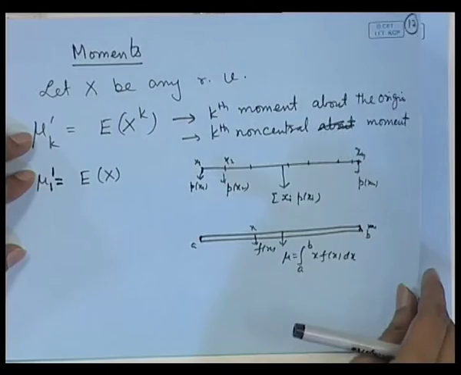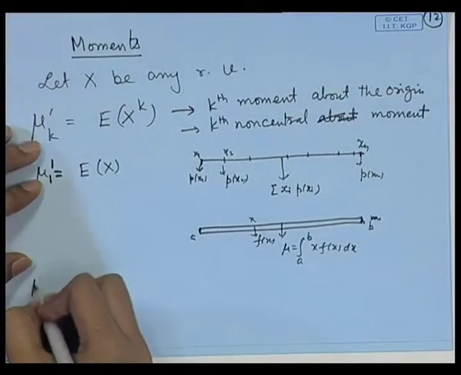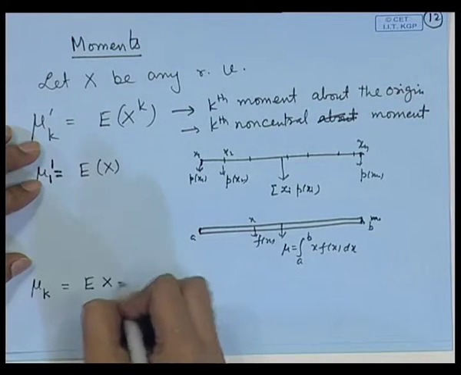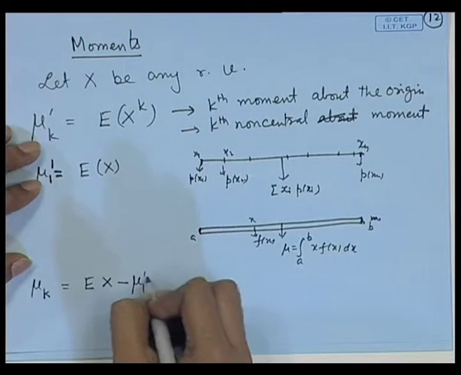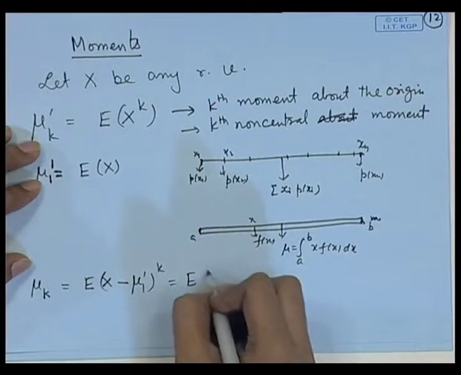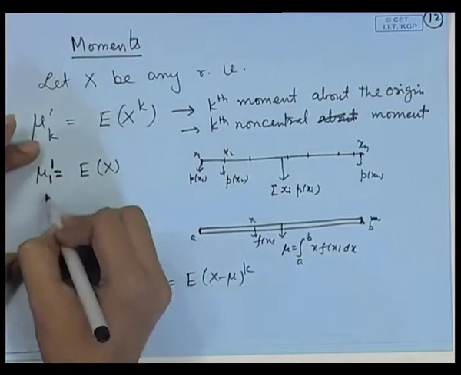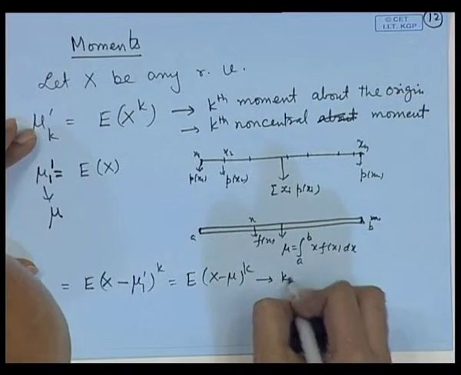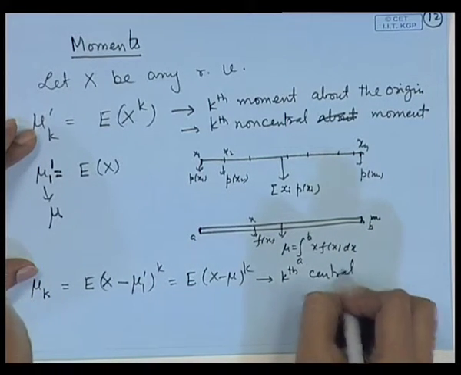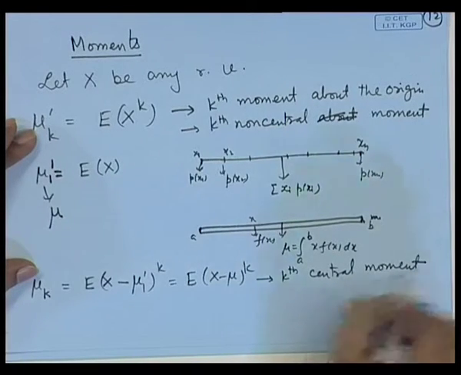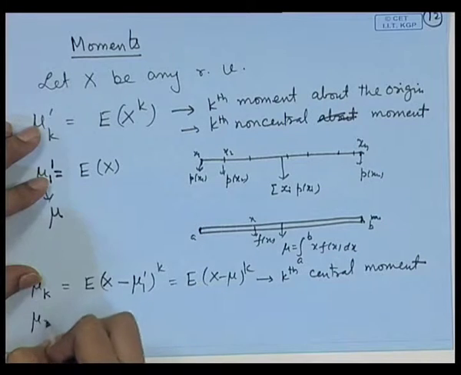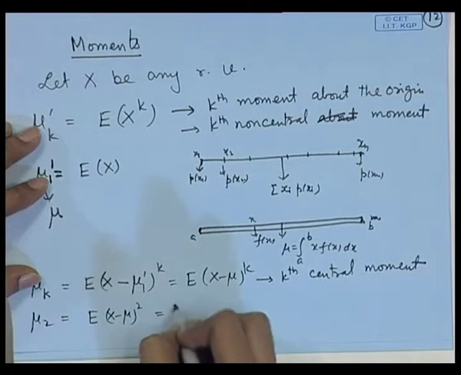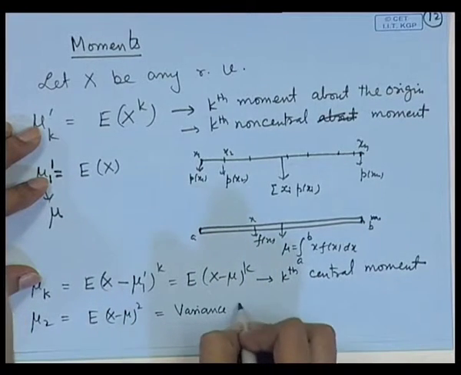We also define mu k, that is equal to expectation of x minus mu 1 prime to the power k, or expectation of x minus mu to the power k. The first one we usually denote by mu, the arithmetic mean. This is called the kth central moment. In particular, mu 2 is called the variance of the distribution.